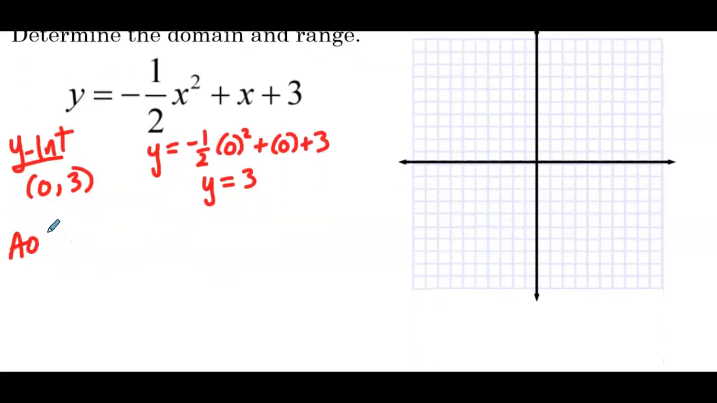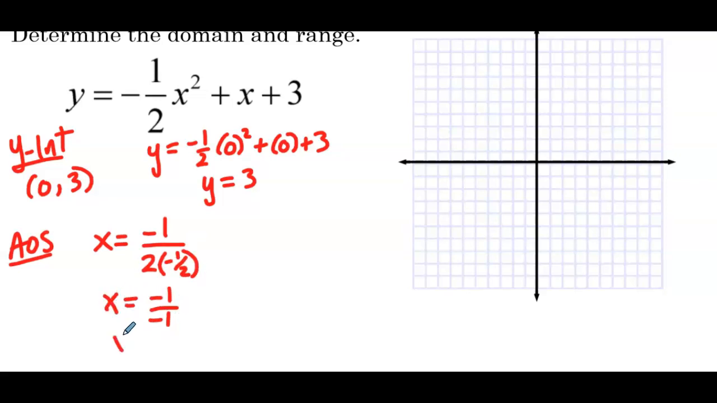Next up, we'll find that axis of symmetry. So x equals negative b, so in this case that's negative 1, over 2a. A is negative 1/2. So that's going to be x equals negative 1 over negative 1, which is x equals positive 1. So our vertex, x value of 1, we're going to input that into our equation.